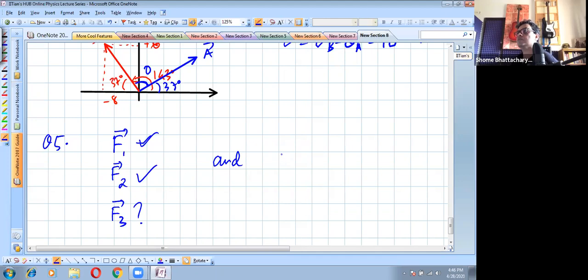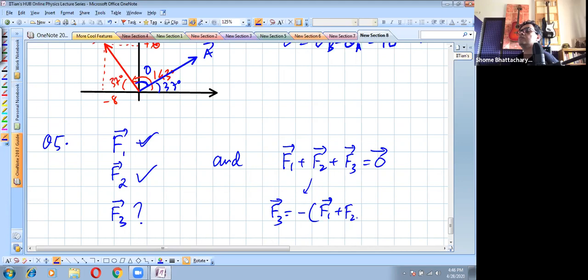It says the sum of the 3 forces, F1 plus F2 plus F3, is equal to 0. So this is what we do to find out F3. What we do from here is that we realize that the vector F3 is the negative of the vector F1 plus F2.